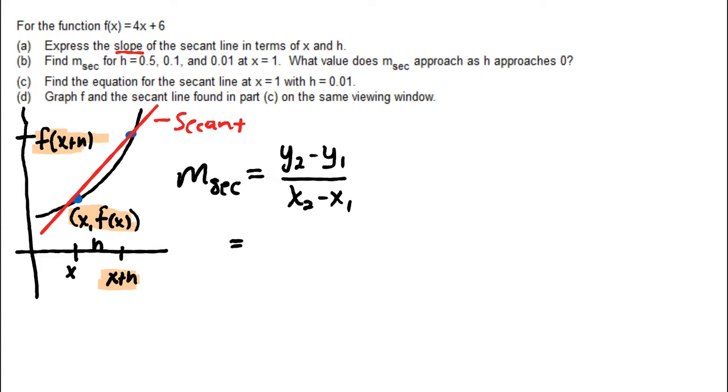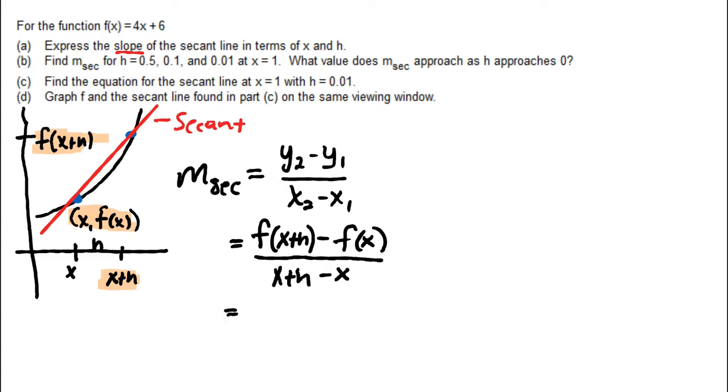So we'll use for y2 f of x plus h, for y1 f of x, for x2 that's x plus h, and for x1 that's x. And with a little bit of simplifying in the denominator, we get f of x plus h minus f of x over h. So this is the formula that we're going to use to calculate the slope of the secant line. And you may also be familiar with this because this is the formula for the difference quotient.